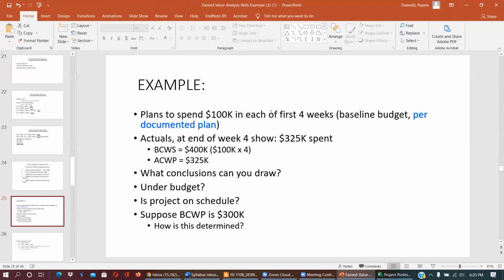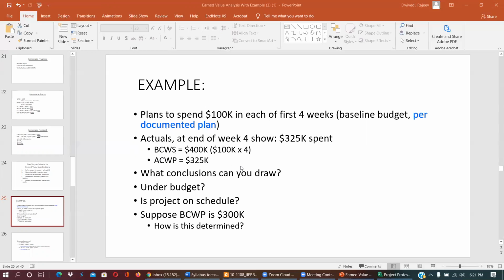This is another example. The plan is to spend 100K in each of the first 4 weeks, but the actual at the end of 4 weeks shows 325K spent. So the budgeted cost of work scheduled is $400,000, because it is 100,000 times 4 weeks, but the actual cost of work performed is 325.